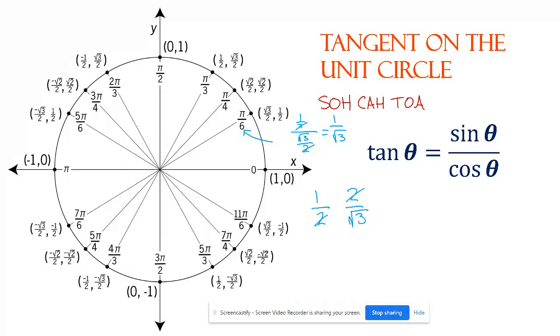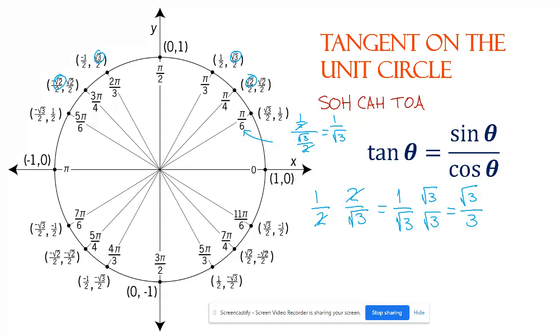Now, when you're finding tangent, what you'll have to do a lot is rationalize the denominator, because you'll notice as you go around the unit circle, you've got a lot of radicals, and those end up on the bottom a lot. So you have to rationalize it. So I'm going to do that down here where I have a little more space. And so what we do is multiply top and bottom by square root of 3, and we get square root of 3 over 3. So that's how you find tangent on the unit circle.